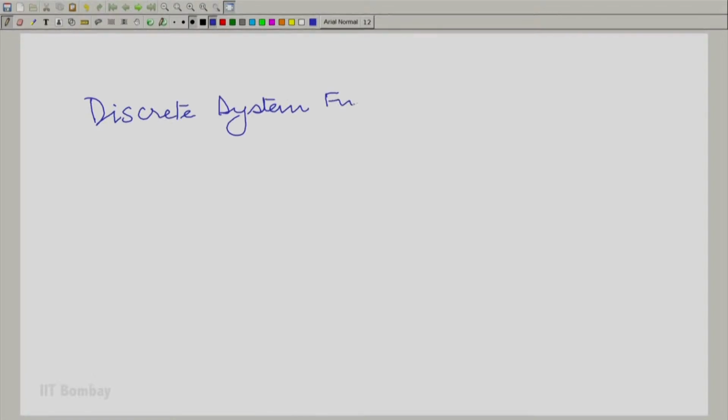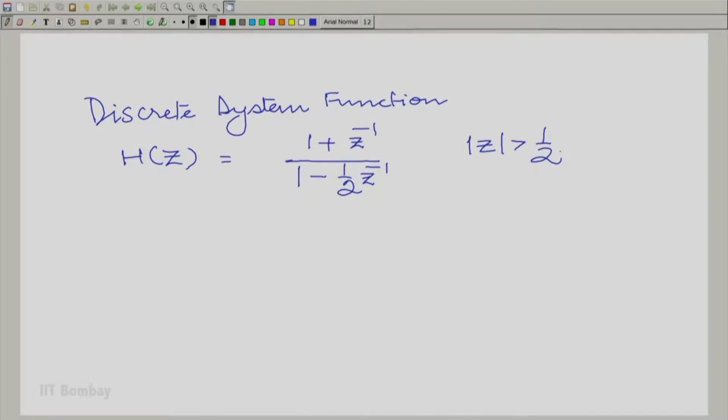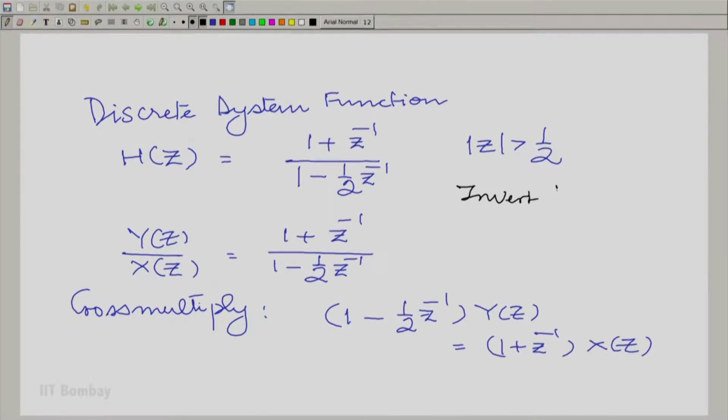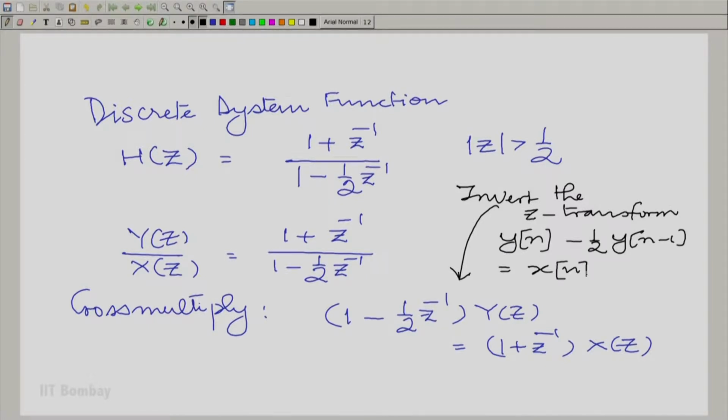So, let us consider a discrete system function. Here we have an example: H of z is (1 plus z inverse) divided by (1 minus half z inverse), mod z greater than half. Of course, the discrete system function is Y of z by X of z, and we can cross multiply, and we can invert the z transform, thereby giving us, we can rearrange.